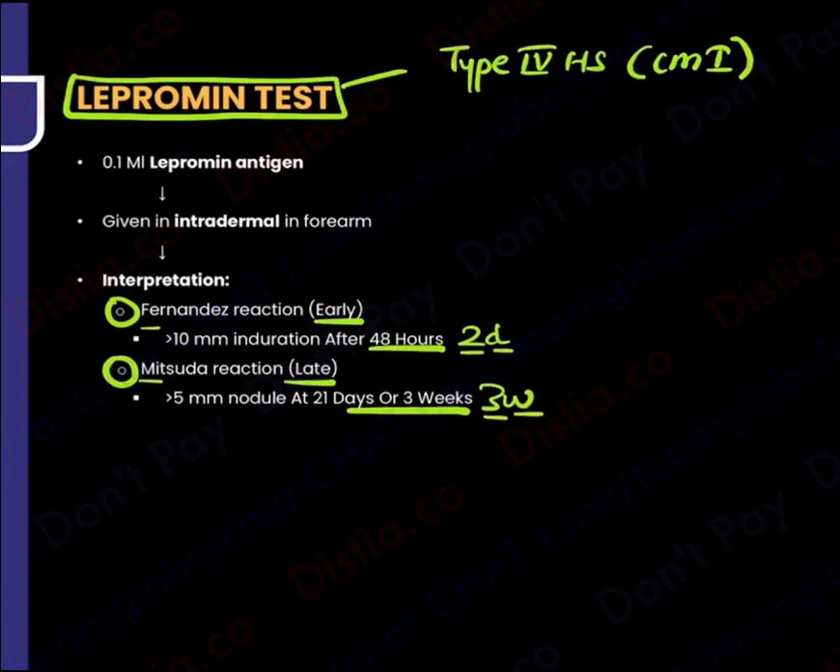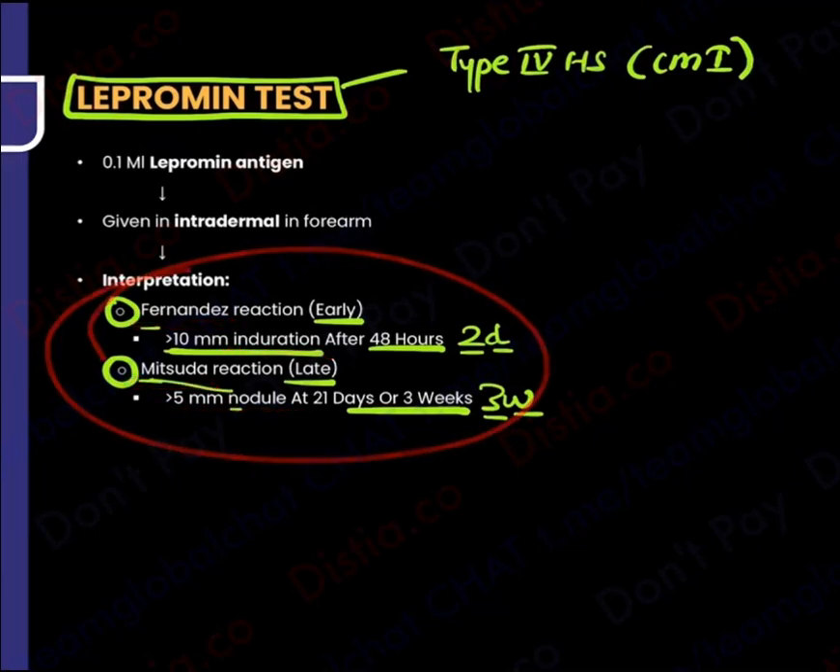So Fernandez, Mitsuda, after 2 days or 3 weeks. For Fernandez, you are going to measure the induration, whereas for Mitsuda, again, M and N alphabets come almost together, so you're going to measure the nodule size. For Fernandez, you're going to look for induration of more than 10 mm, and for Mitsuda, more than 5 mm of nodule formation. That is what is Lepramin test positive.